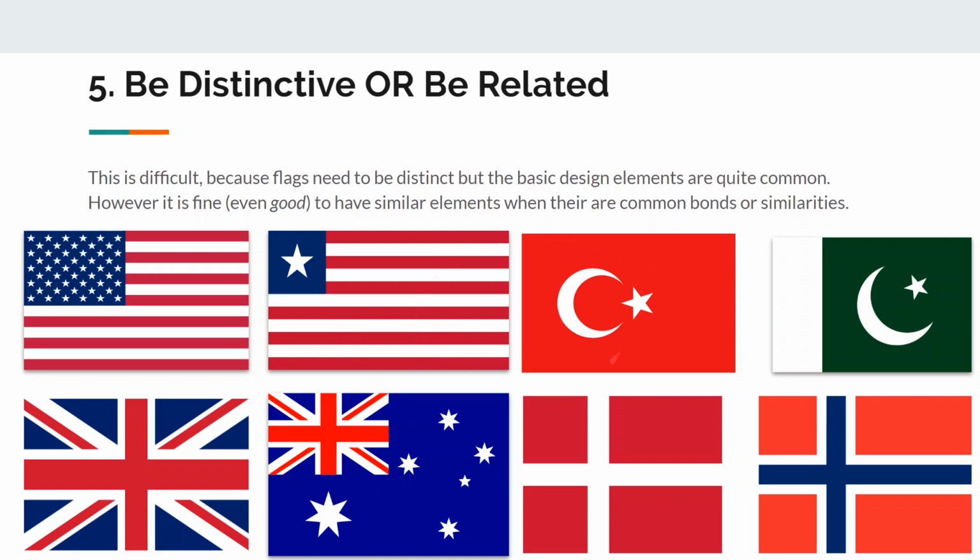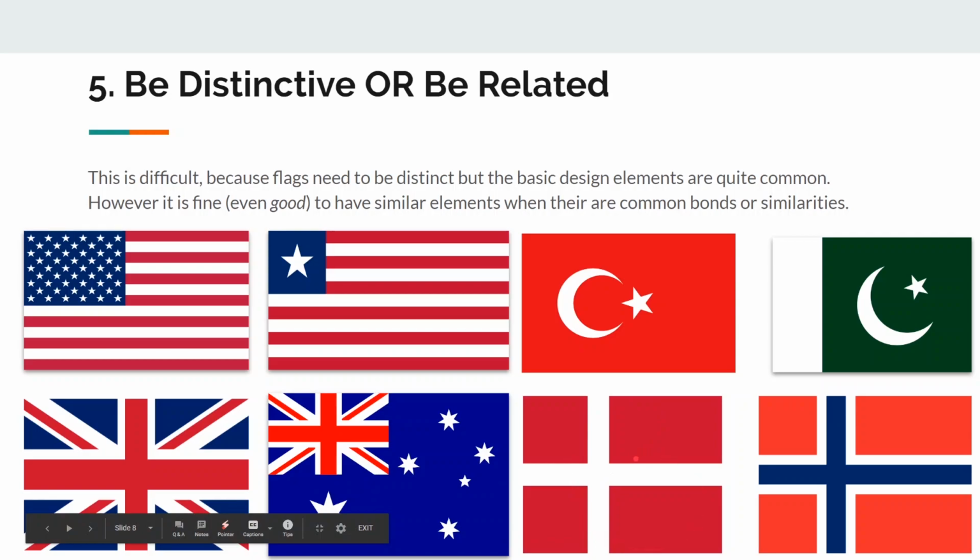Here, we have the flag of Turkey. Here we have the flag of Pakistan. Both are Muslim countries, and so they have the crescent and star of Islam. Here we have the flag of the United Kingdom, of England, Scotland, and Northern Ireland, three flags put together. And here's Australia, showing their heritage connection and the Southern Cross constellation.